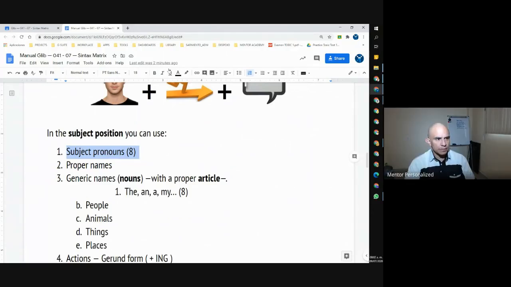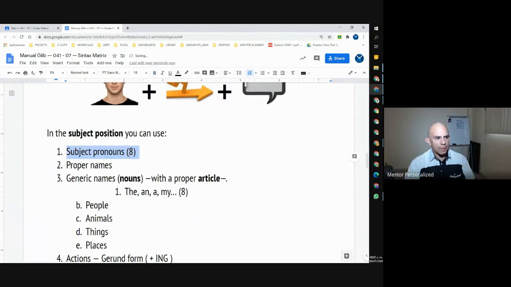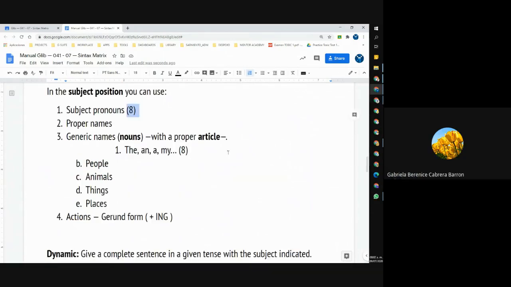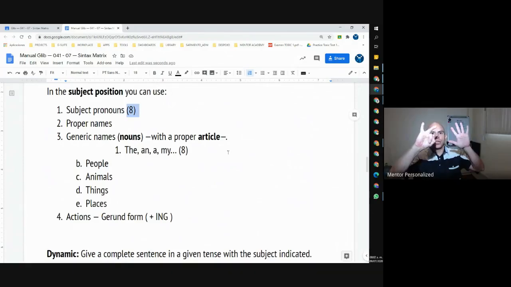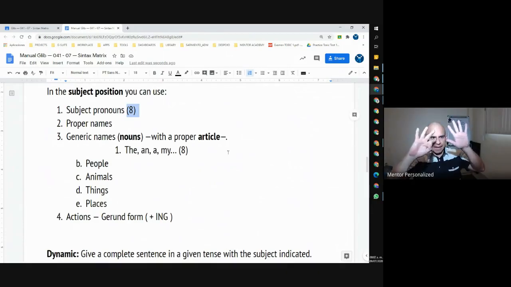Can you read here? Okay, subject pronouns. We have 8 subject pronouns. What are the 8 subject pronouns, Gabby? I, you, he, she, it, we, they, you. Yeah, we, you, they. Very good. We have 8 there.